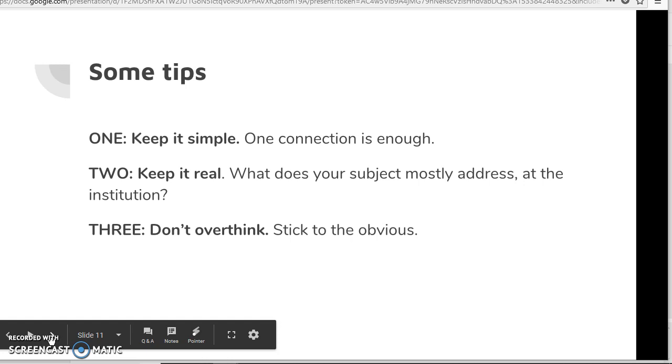Point number 3, don't overthink it. It is easy to fall down a well and ask ourselves, yes, but what do we mean by critical thinking? And, you know, that's great. And that's one of the reasons to have this and have that discussion. But when you're making the link for the purposes of mapping your outcomes, just stick to what seems fairly plain and straightforward.